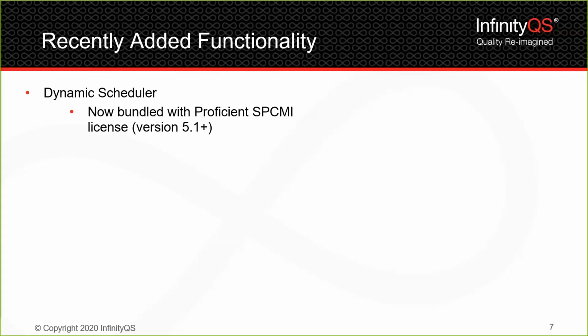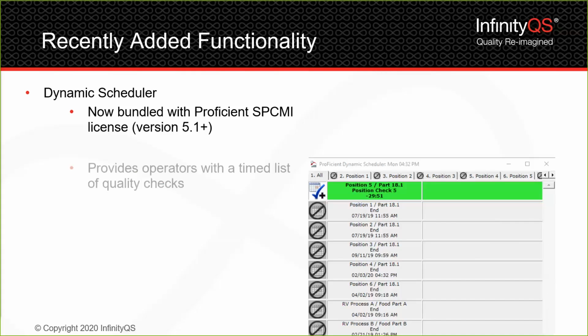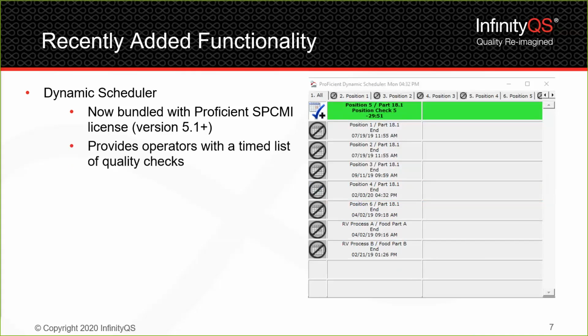And for those of you who are not familiar with Dynamic Scheduler, it's basically a tool that allows you to do timed quality checks. It's often referred to as timed reminder checks. It automatically reminds you, for example, if you do a 30-minute check, every 30 minutes, it will prompt you, and there will even be a countdown to let your operators know that you're getting close to that time. And as you can see here on the screenshot, it can provide you with a whole list of them as well. Lets you see all of your potential checks and how much time you have to do them.